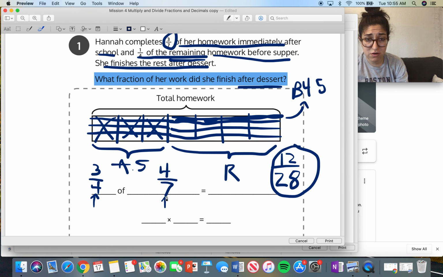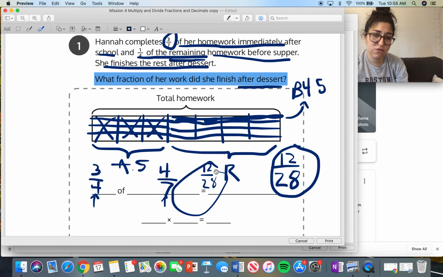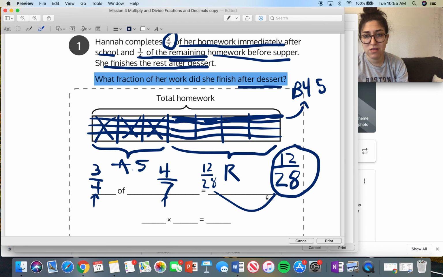Because this is the remainder. The remainder is the 4/7. And the 3/4, that is the stuff that was not done before supper, right? 3/4 of 4/7 is, I multiply across, 12. 4 times 7 is 28, right? So that's how I get that answer. All right, that's one way of doing it. I hope that was helpful.